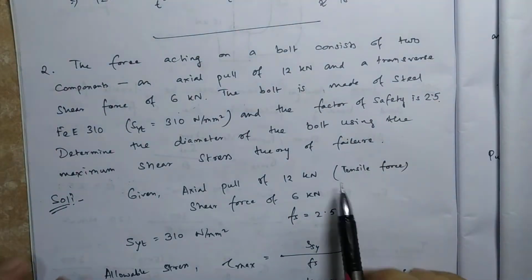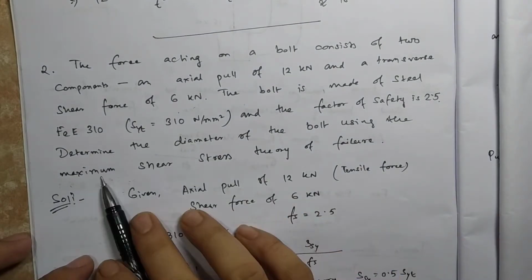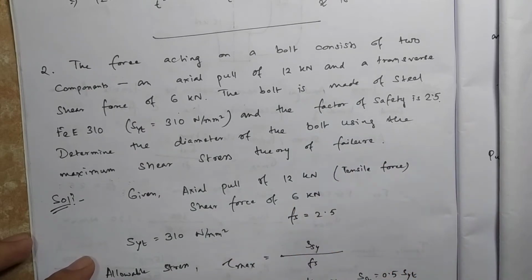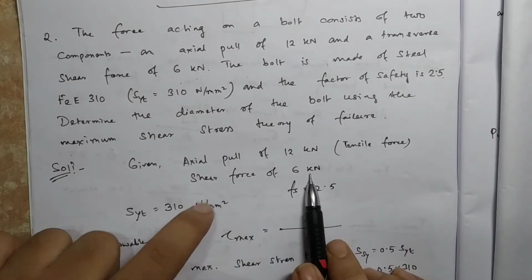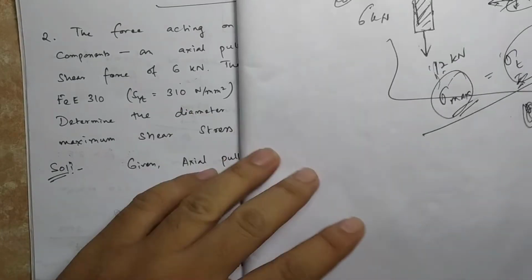Now have a look at this. Factor of safety is given to you, 2.5. Determine the diameter of the bolt using the maximum shear stress theory of failure. So they have already given you which theory of failure to use. So the maximum shear stress theory of failure you have to use. So the given axial pull is the tensile force, the shear force is this, SYT is given, and the factor of safety is given.